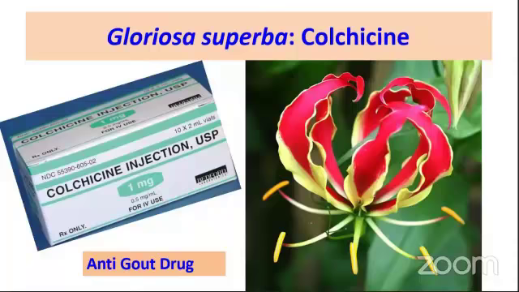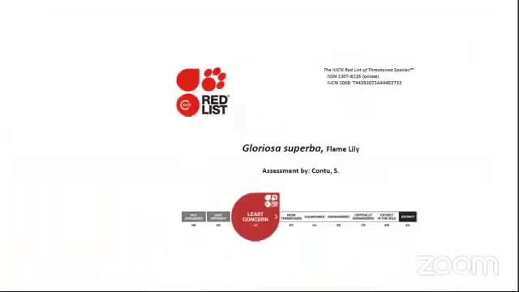Initially we thought Colchicum autumnale was the sole source of colchicine, but it is now established that Gloriosa superba, basically the flame lily, known as an ornamental plant, also synthesizes more colchicine than Colchicum autumnale. And this plant is now red listed by IUCN as a threatened plant. You see here the list of threatened species, and the IUCN number is here.